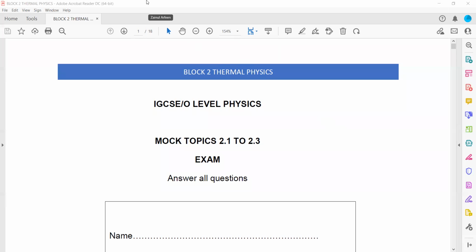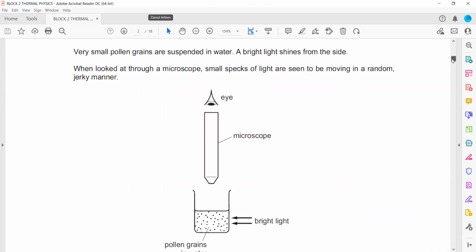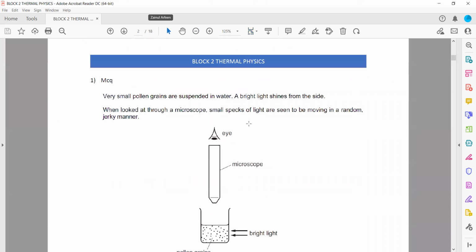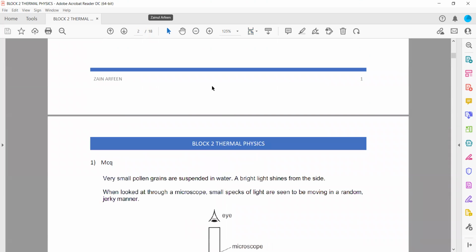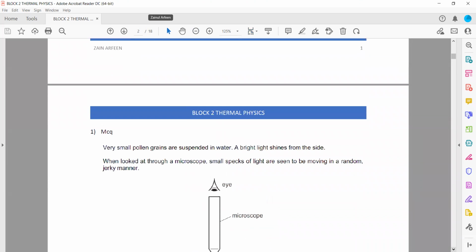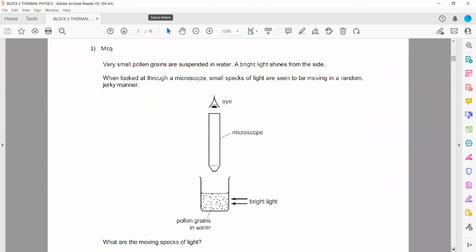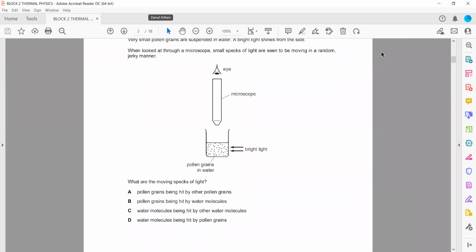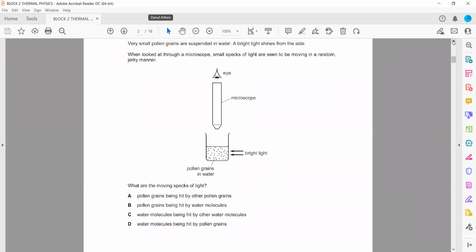So topic 2.1 to 2.3. Very small pollen grains are suspended in water. A bright light is shined from the side. When looked at through a microscope, small specks of light are seen moving randomly in a jerky manner. What is the reason for that?